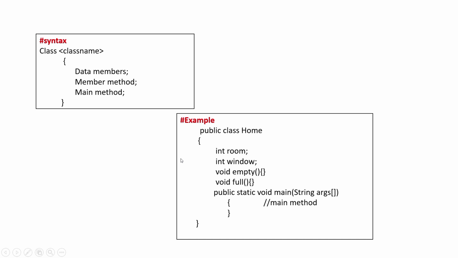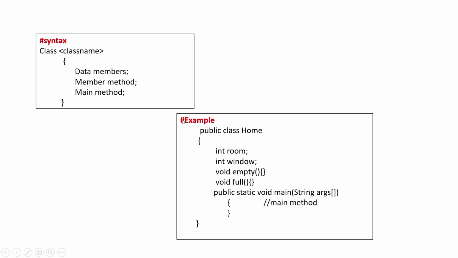Next, we will see the syntax and the example of a class. Here, class is a keyword, which is followed by the class name. The class name may be anything, whatever you want to give. The class contains the data members, member methods, main method, constructor, all the data is contained inside the class.